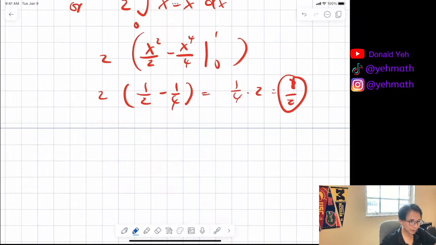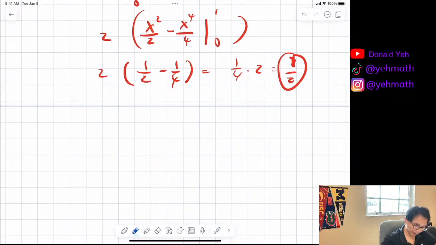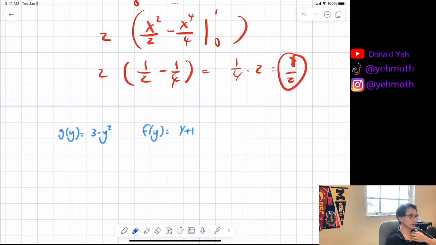However, can the question change? Yes, of course. The question says g of y is equal to 3 minus y squared, and f of y is equal to y plus 1. We get it, don't worry. So what does g of y mean?